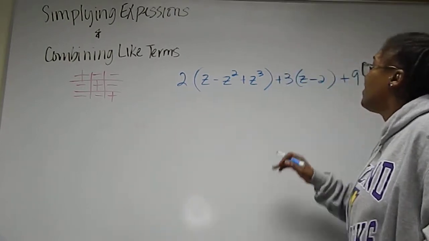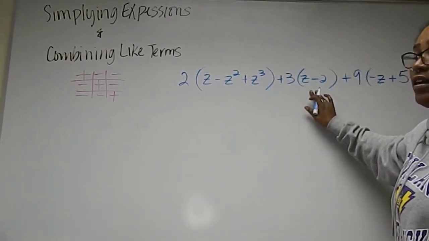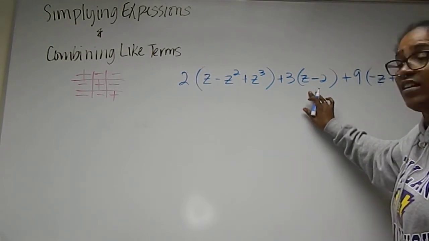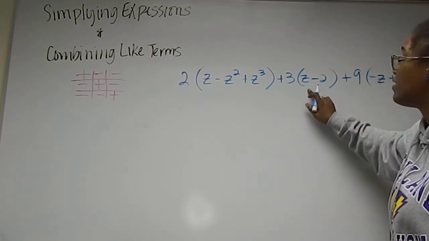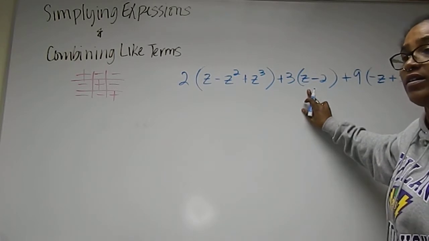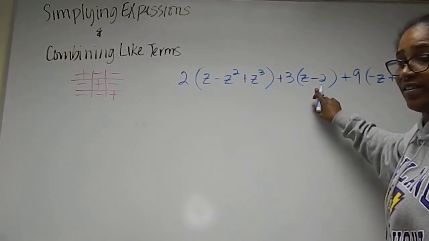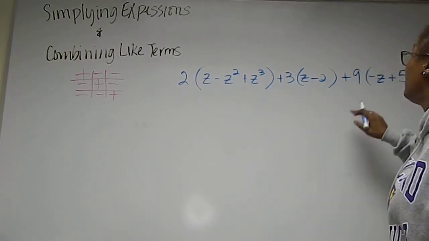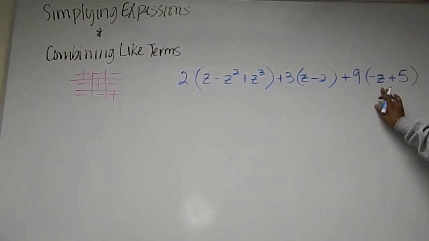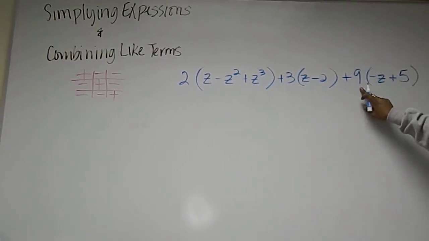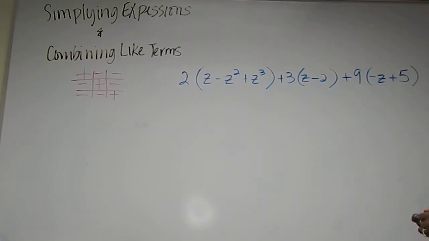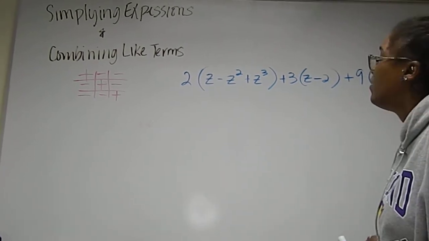In this case, the 3 is hugging the z minus 2, right? This is z minus 2, or z and negative 2, right? And this one is hugging the negative z plus 5. That means the 9 is going to go to that one, right? So again, we're going to distribute.